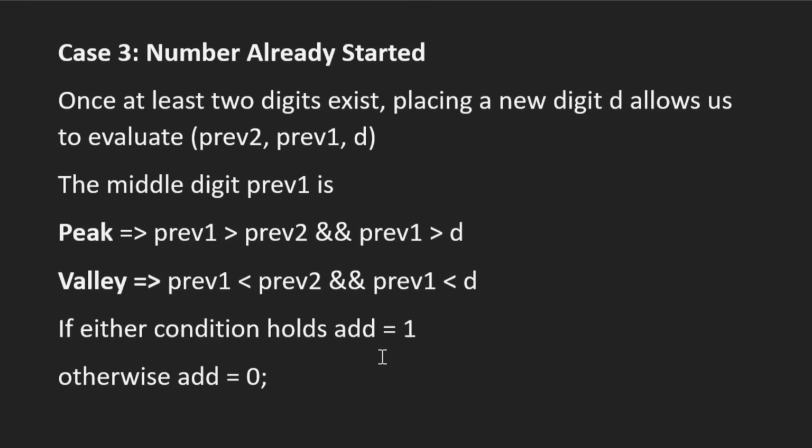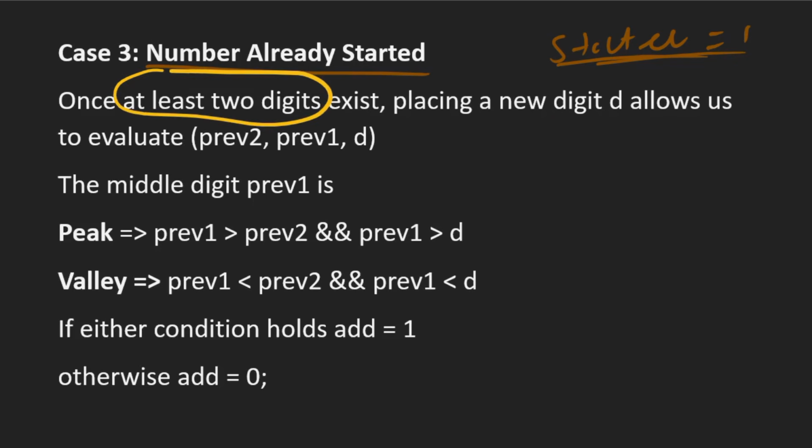Now let's see case number 3, that is the number has already started. That is, the started variable is equal to 1, and at least 2 digits already exist. Let's say we have 4844, and let's say we have taken 4 here and then 6 here. 4 6 exists. Now when we take a third digit, let's say we take 3, then we get 3 numbers.